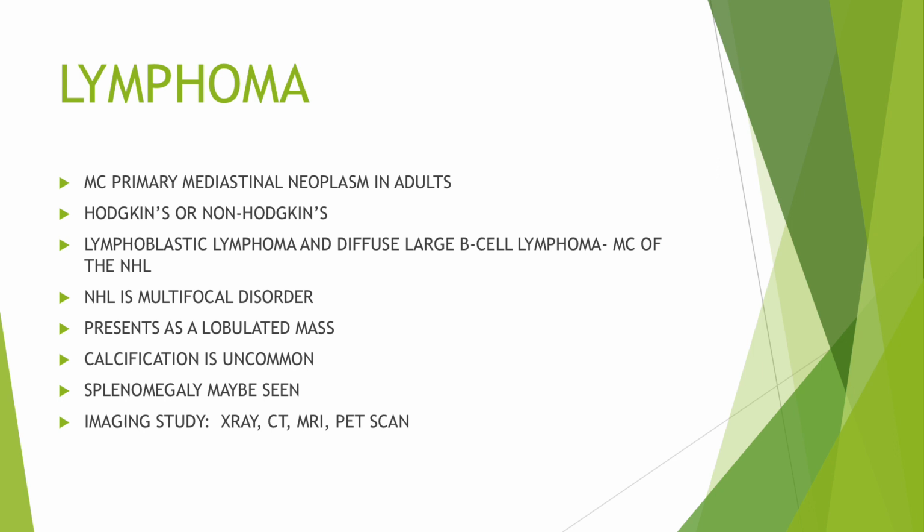Lymphoma is the most common primary mediastinal neoplasm in adults. It can be Hodgkin's or non-Hodgkin's type. The lymphoblastic lymphoma and diffuse large B-cell lymphoma are the most common type of the non-Hodgkin's lymphoma. Non-Hodgkin's lymphoma is multifocal and presents as a lobulated mass. Calcification is uncommon, and splenomegaly may be seen. Imaging studies used for diagnosing or assessing your lymphoma are X-ray, CT scan, MRI, and PET scan.